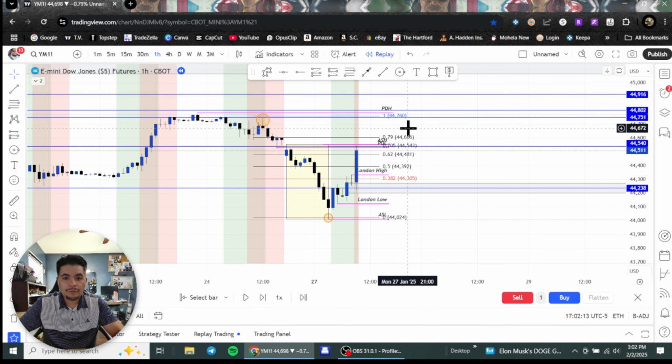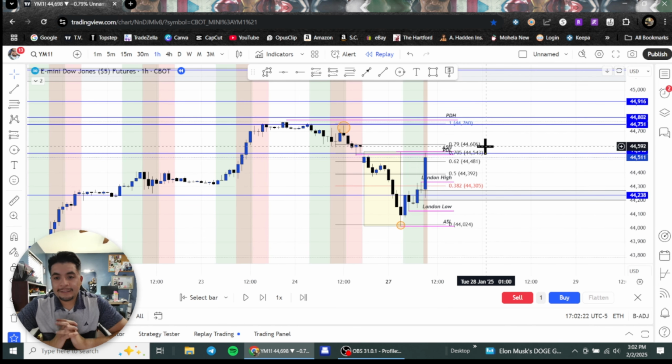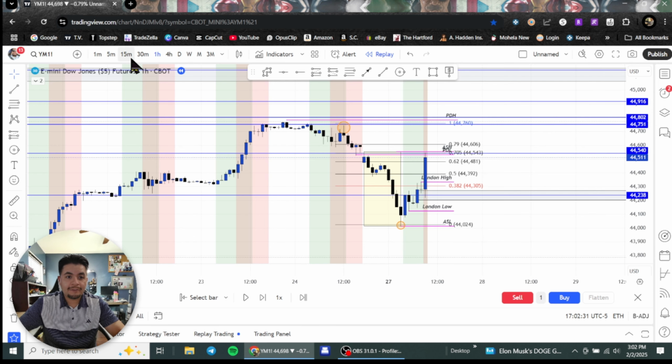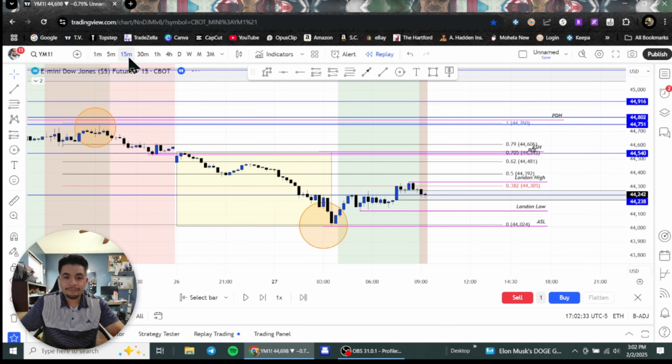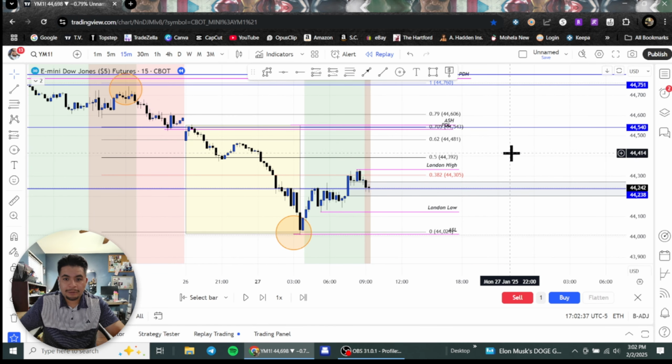So this could come up, tap the 79% and then come lower, or it could keep going higher. As of right now, I know what my mentor Andre would say is gotta wait for an entry. So we're gonna go back to the 15-minute and we're just gonna see where price wants to go.